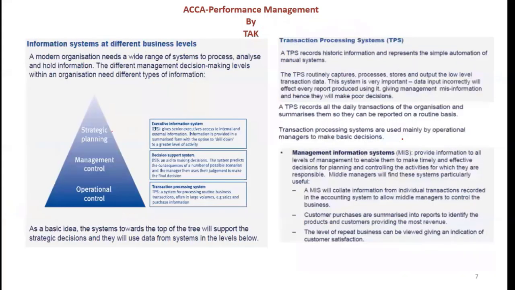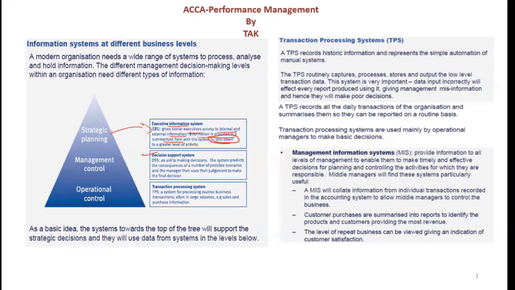at each level. So at the strategic level, there is the executive information system, which gives senior executives access to internal and external information. Information is provided in a summarized form. Majorly, executives like the crux. They don't go for the nitty-gritties and don't want to be bombarded with text. They just want to drill down to find out what the cause is and what options we have for the future.